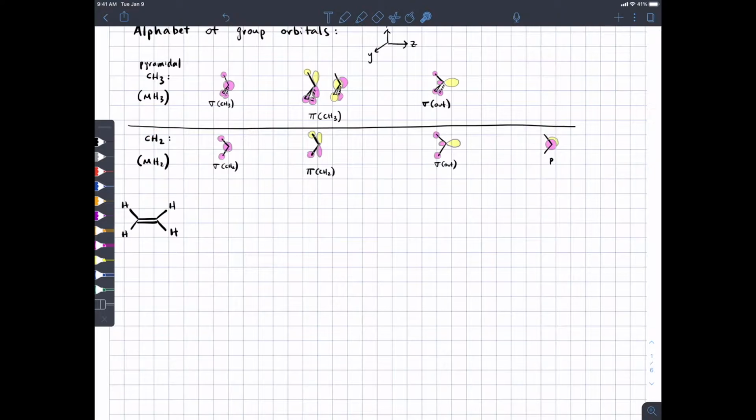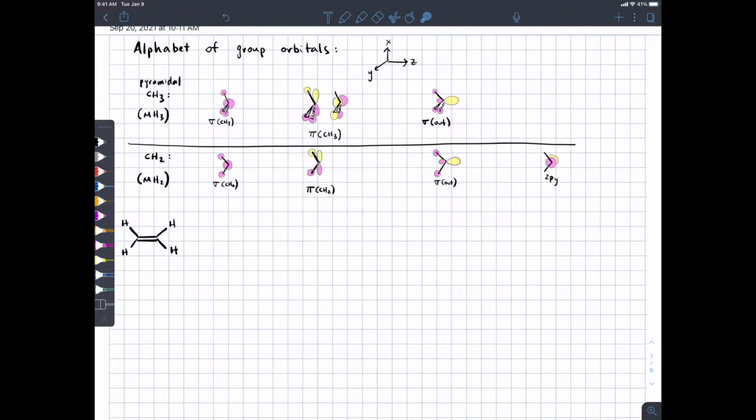For bent CH2, we have a similar set of orbitals: a sigma CH2, only one pi CH2, a sigma out, and then the leftover 2py orbital. This orbital has a node in the xz plane, and for bent CH2, the two carbon-hydrogen bonds are in the xz plane, so there is no electron density on those atoms for this orbital.